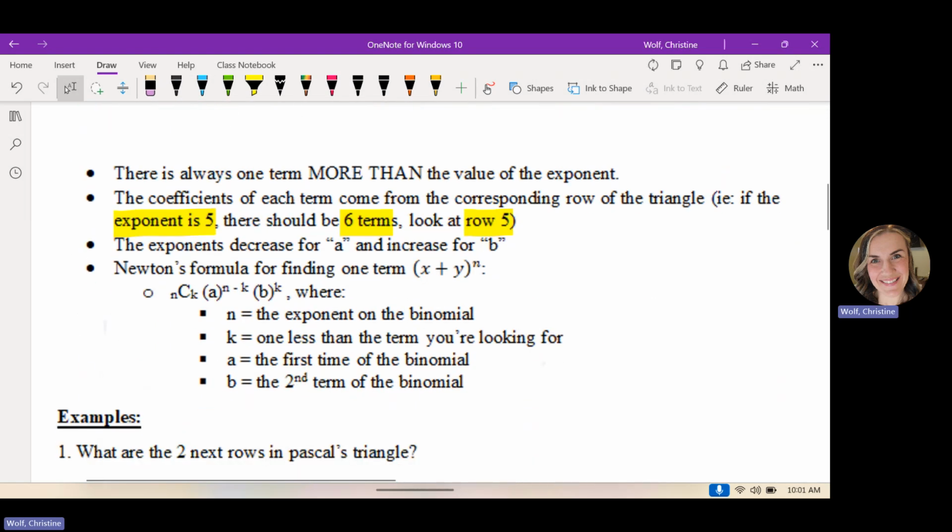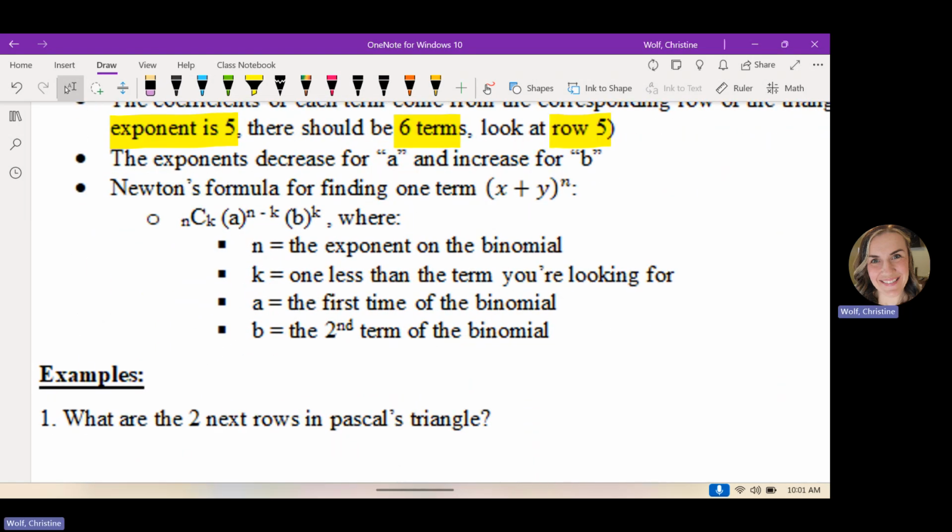Okay, next. The exponents decrease for A and increase for B.